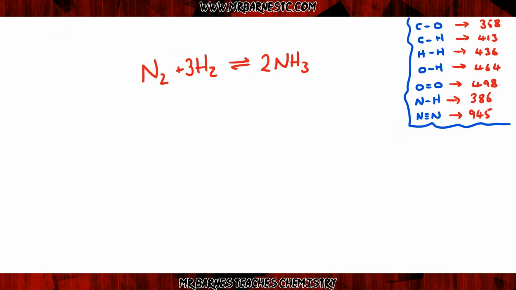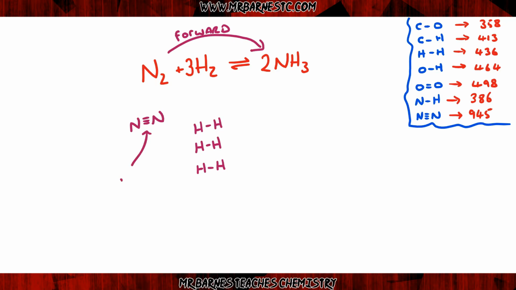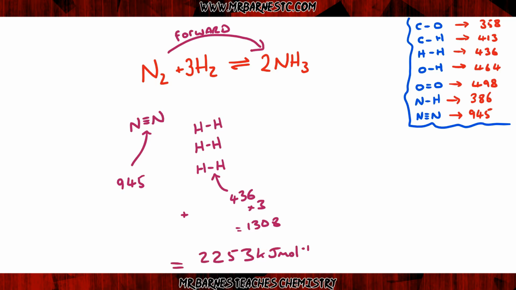If we have a look at another example, this is the Haber process, where I've got nitrogen reacting with 3 hydrogens to make NH3. So if we wanted to look at this forward reaction, I've got 1 nitrogen molecule and 3 hydrogen molecules. The bond energy of a nitrogen triple bond is 945 kilojoules per mole, and my hydrogen is 436. I've got 3 of them, so 436 times 3, which comes to 1,308. I add both of those together, it gives me 2,253 kilojoules per mole.